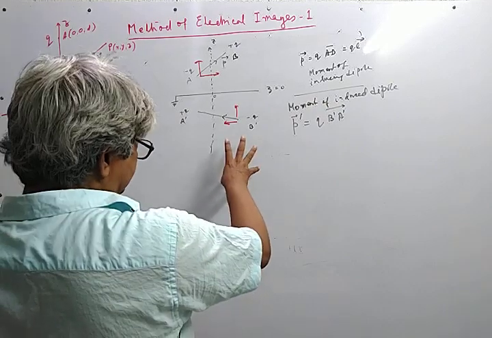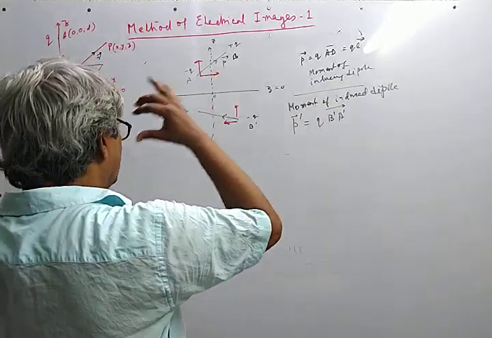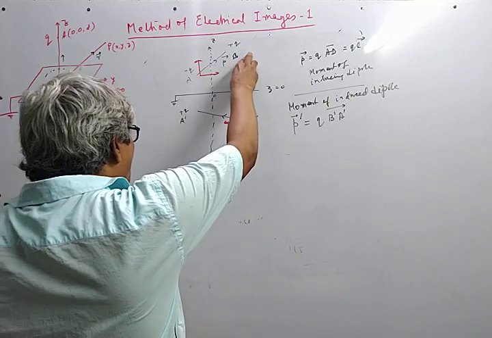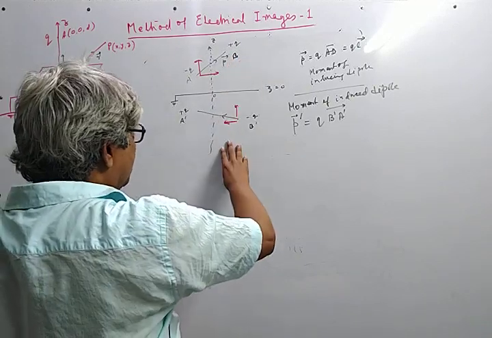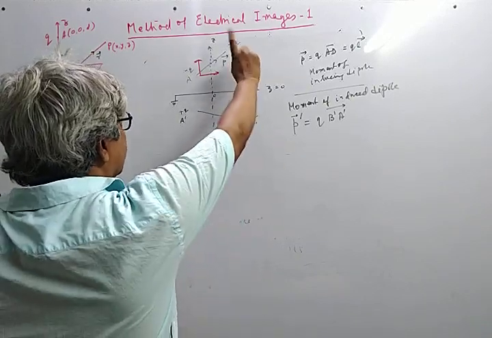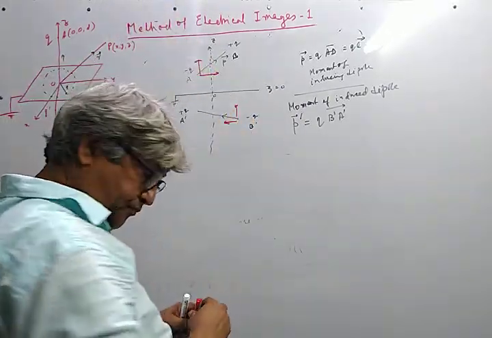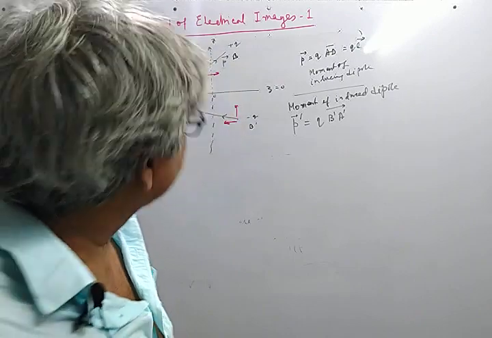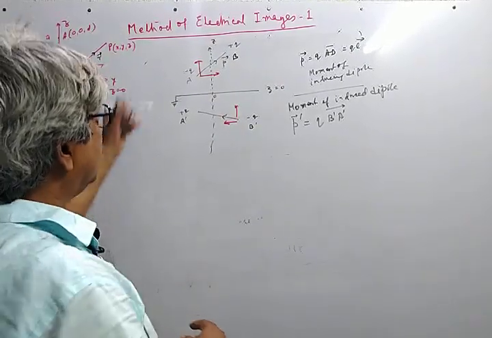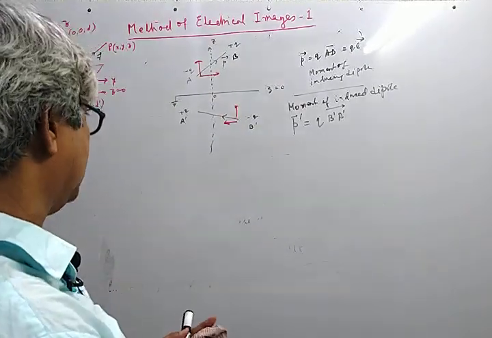This can be considered to be the mutual potential energy of two dipoles, one of moment this, another of moment this, and this would be their separation. This is the dipole in front of a conducting plate.